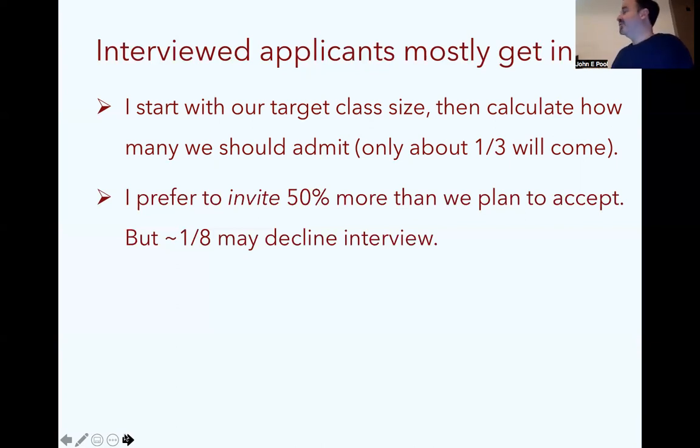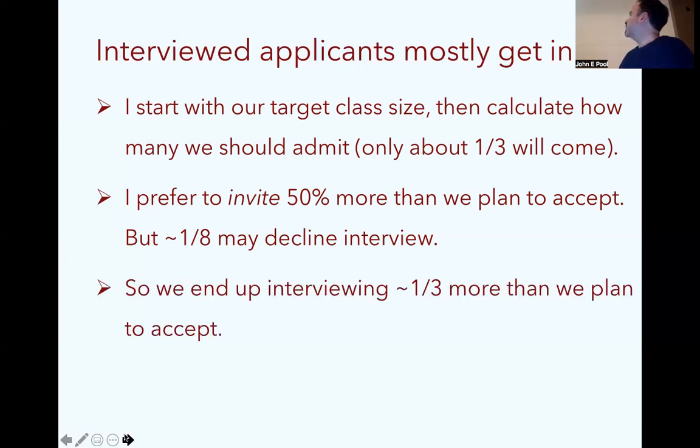But on average, something like 1/8 of the ones we invite will actually decline our interview. Maybe they got so many interviews they don't know what to do with them all. Maybe they've already decided we are not at the top of their list. Maybe they have a date conflict and prefer another program with those same interview dates. This is the historical average for what proportion decline our interview. So if you do the math, this is like 150%, but I'm going to take 1/8 off of that. Really, we're only ending up interviewing about 1/3 more applicants than we plan to accept.